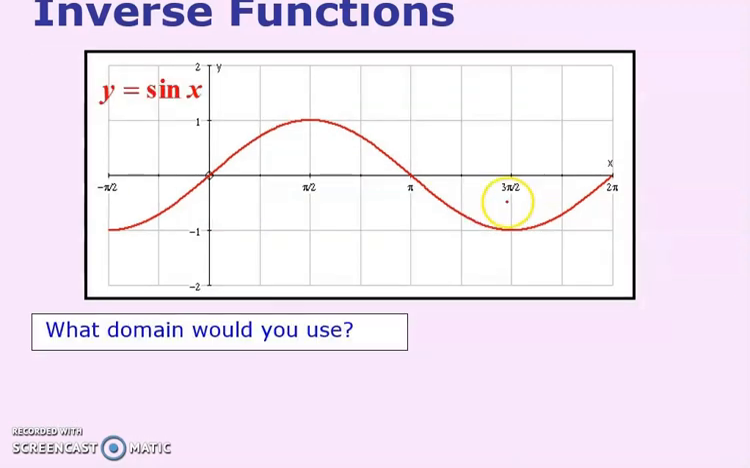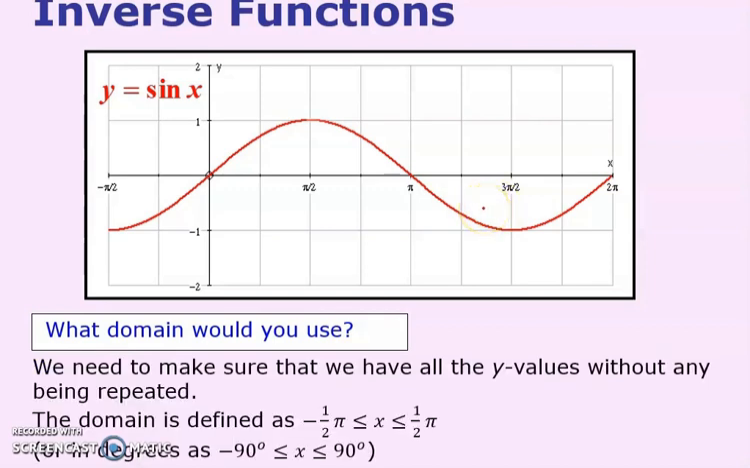And when you restrict the domain, you've got to say, well, what's the most obvious domain to restrict it to? And the answer is we do this. We knock off everything apart from this, the first bit that doesn't repeat itself, if you like. And we do it between, as it says here, minus half pi and half pi. So now we know that this is the graph that we're going to find the inverse of.